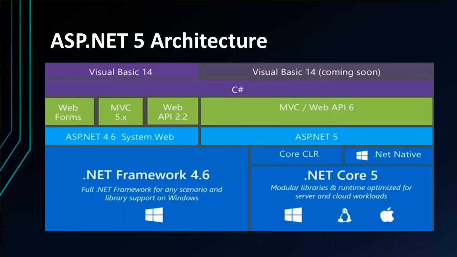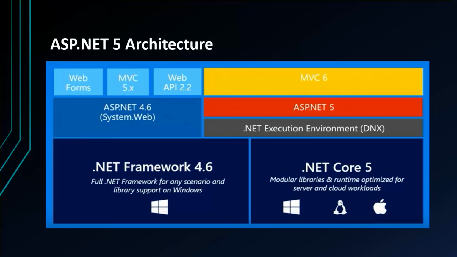ASP.NET architecture. ASP.NET 5, as I told you, can run on both. We can design and develop an ASP.NET 5 application using both the full .NET Framework and .NET Core. Right now there is support for the C# language, and they are planning to support Visual Basic as well. So again, this is a very similar architecture.